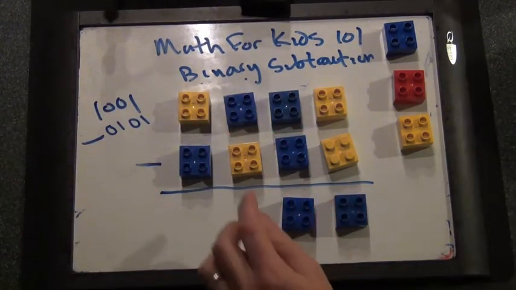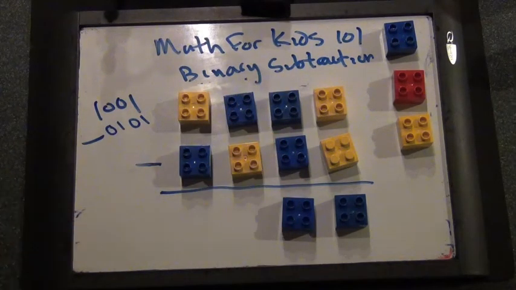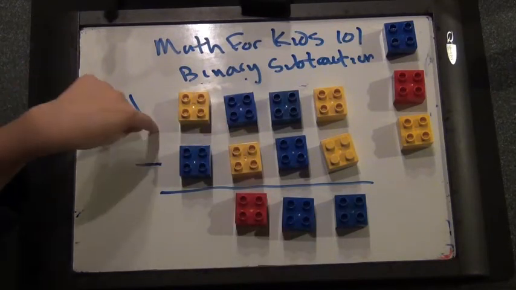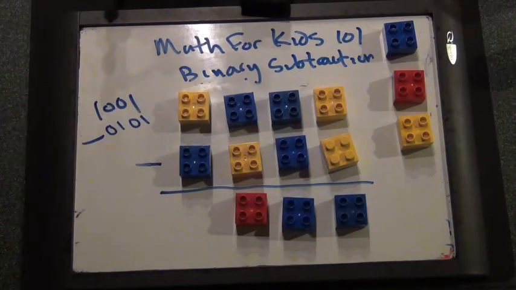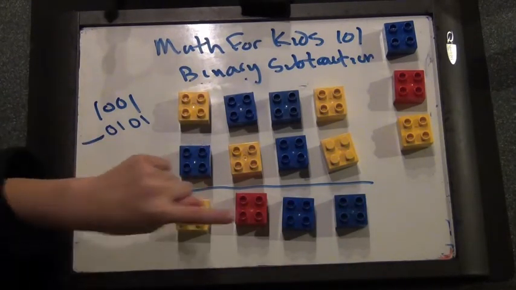Jeez, I hope I have enough blue blocks. Blue minus yellow equals red. That's a minus 1. And then 1 minus 0 is 1. Okay, now is this a good number for our duplo numbers? 1, minus 1, 0, 0.